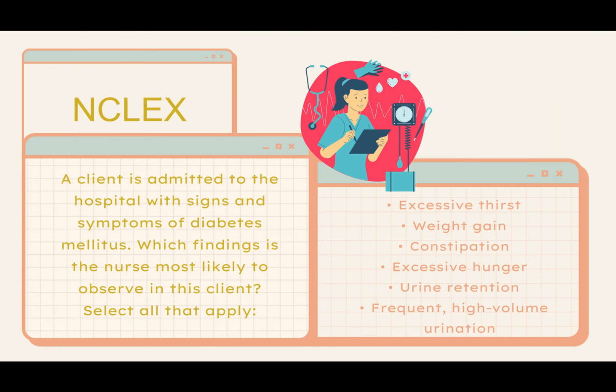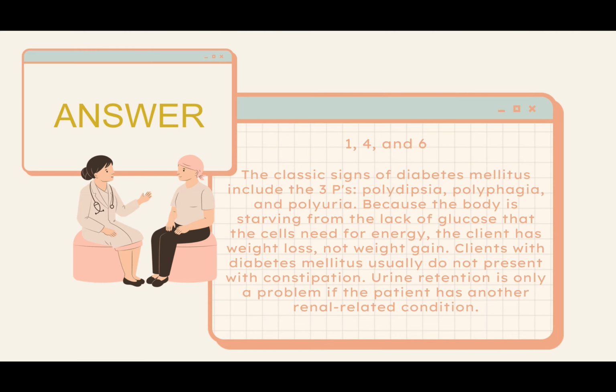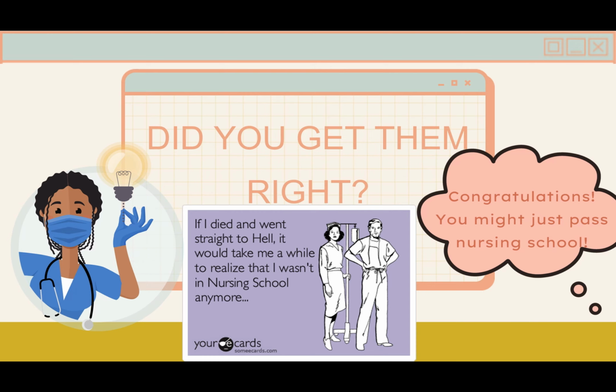Here's another NCLEX. A patient is admitted to the hospital with signs and symptoms of diabetes. Which findings is the nurse likely to observe in the client: excessive thirst, weight gain, constipation? 1, 4, and 6. We all know the 3 Ps. Starving, lack of glucose. Clients with diabetes usually do not present with constipation.